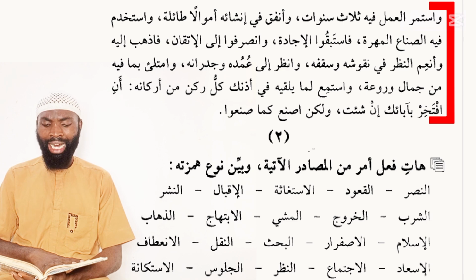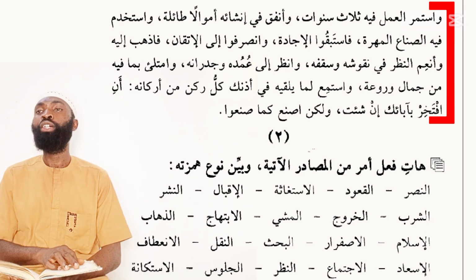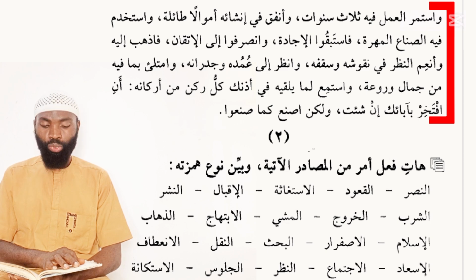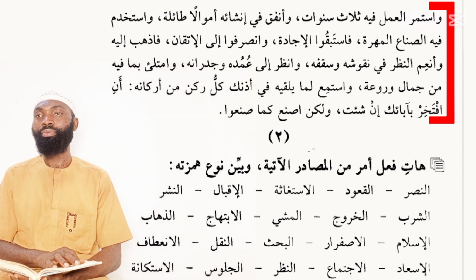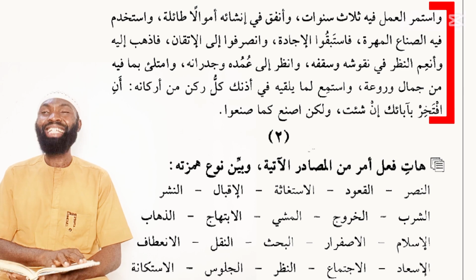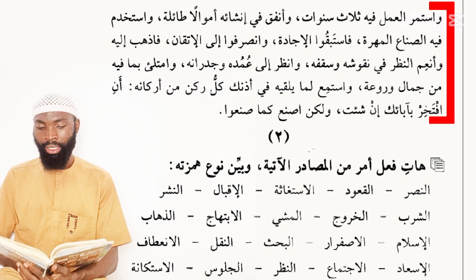فاذهب إليه وأنعم النظر في نقوشه وسقفه. فاذهب, so this is what? Amrul thulathi, and it is also what? A hamzatul wasl. وأنعم, this one is hamzatul qata' because it is amrul ruba'i.